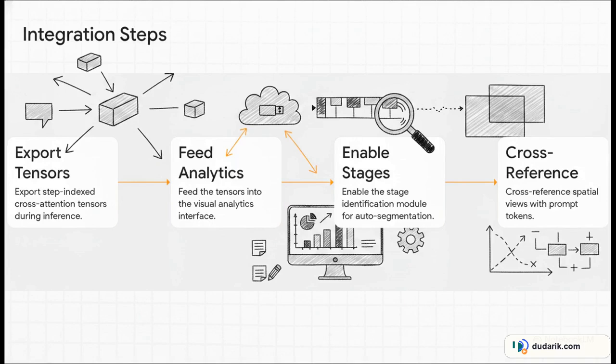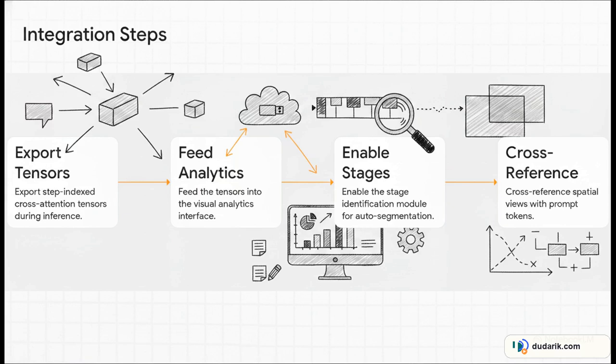Step 1, export your step-indexed cross-attention tensors during inference. Most modern implementations already compute these. You just got to ensure they're stored with token IDs, spatial coordinates, and step indices. Step 2, feed those tensors into the visual analytics interface. Quick pro tip here, if memory is tight, just prioritize the early and late generation phases where the really crucial structural decisions happen. Step 3, enable the stage identification module for auto-segmentation. That'll save you a ton of manual inspection time.